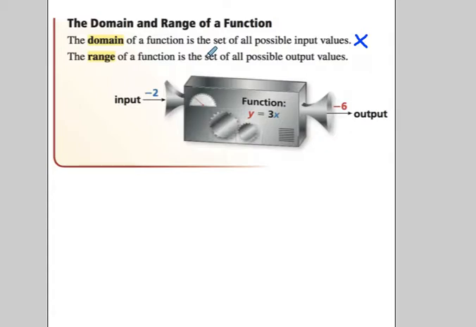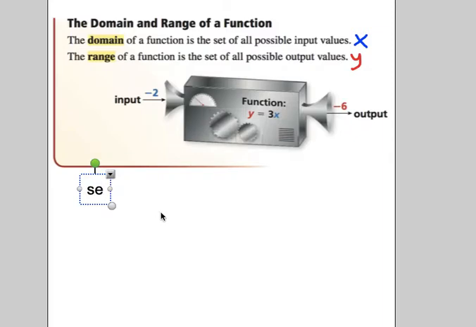The range of the function is a set of all possible output values. So what can I get out? Blue's what you put in, red's what you get out. Now what we're going to be doing is identifying your domain and range for different graphs of functions. And the graphs are going to be looking different. But we kind of have two setups here.